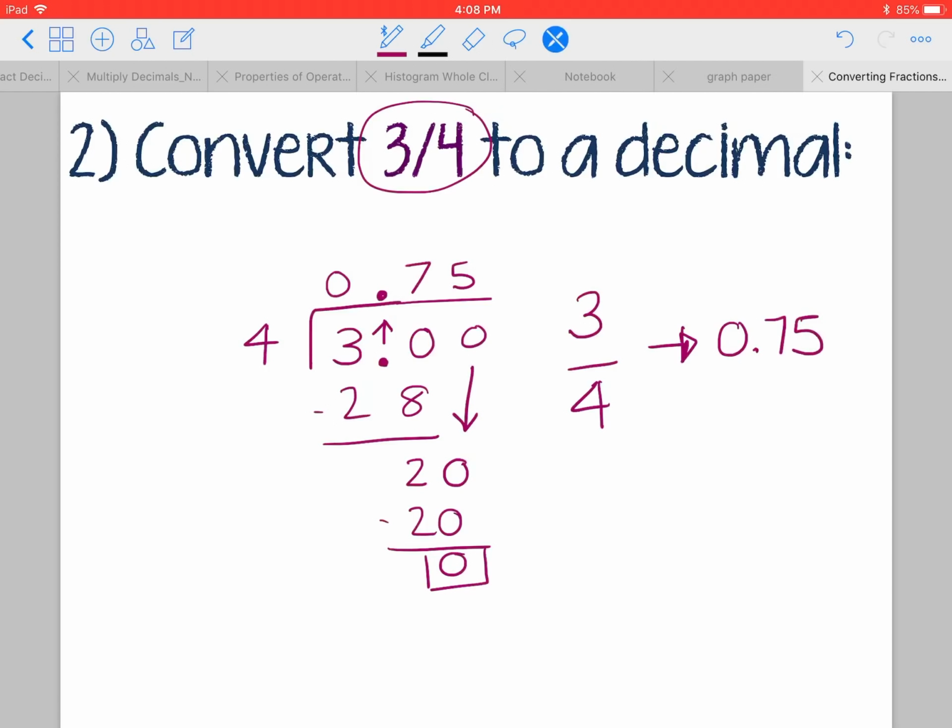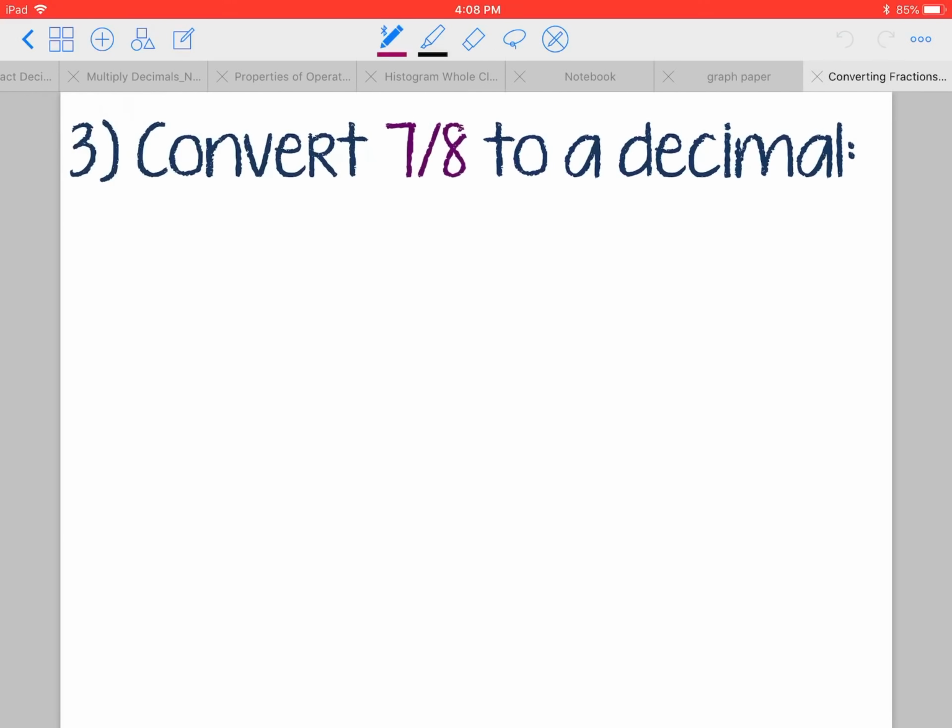Okay, all right, one more all together. We have 7/8, and we want to turn it from a fraction into a decimal. So our numerator is 7, and our denominator is 8. Our numerator, 7, is going to go inside as our dividend, and 8 is going to be our divisor on the outside. 8 goes into 7 0 times. Now we have to add our decimal point, so we can add some zeros.